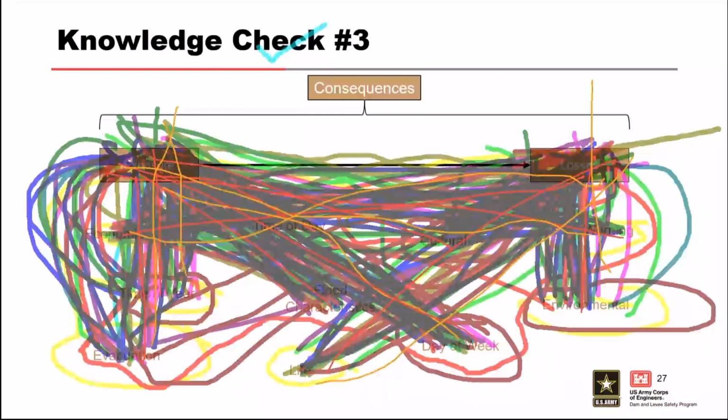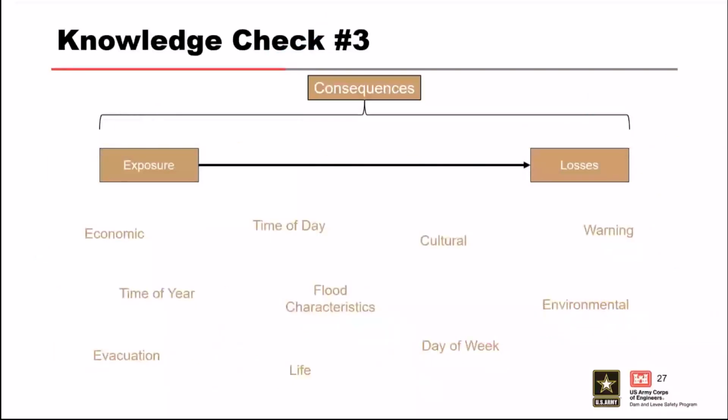All right, very good. I think most everyone matched these up pretty well. So for our exposure, we have time of year, evacuation, time of day, flood characteristics, day of the week, warning. And for our losses, we have economic, life, cultural, and environmental. So well done.